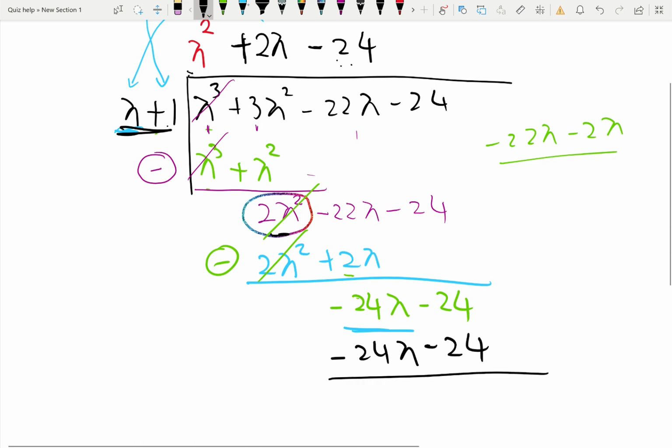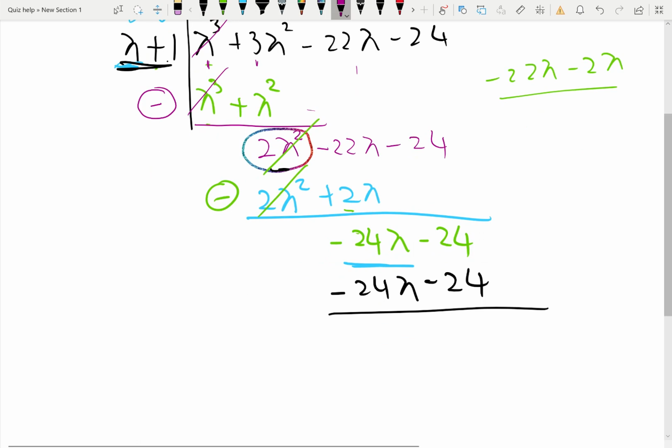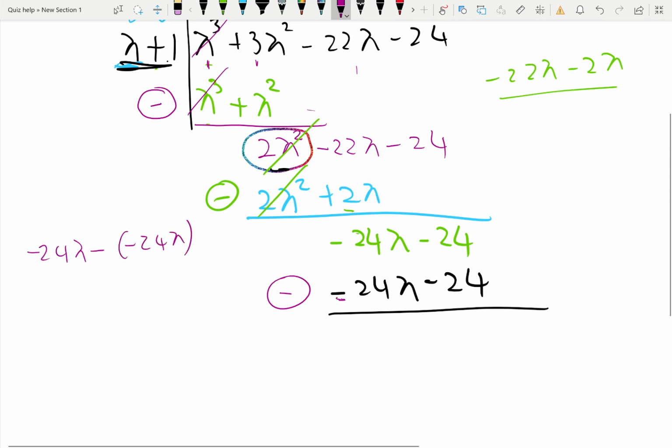Now you subtract. Here's where you have to be very careful. Negative 24 lambda, subtract negative 24 lambda, it cancels out. Let me show you. Negative 24 lambda minus 24 lambda, right? This is not subtraction. It is the sign that is inherited by negative 24 lambda. There's subtraction in the middle here.